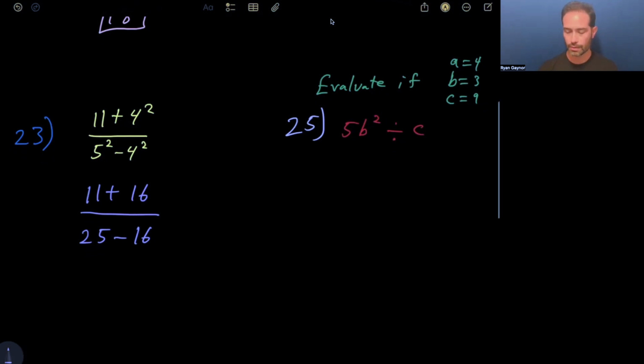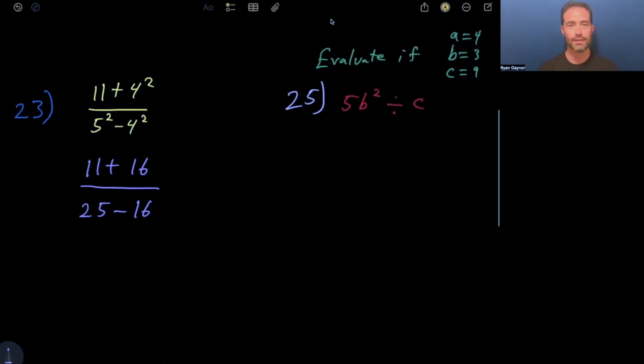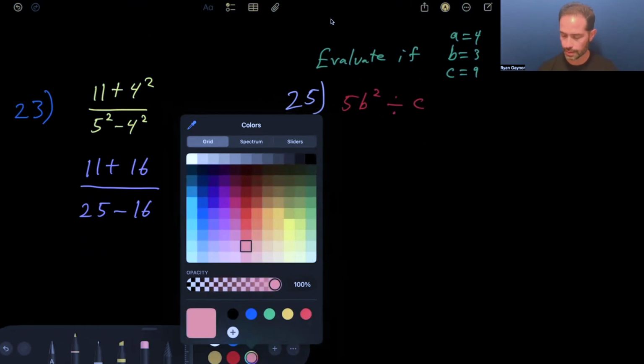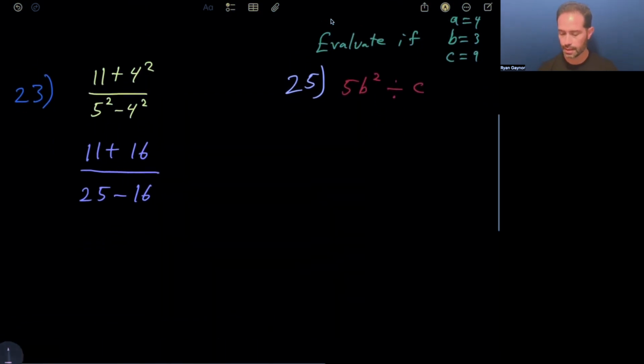Okay, so here we go. We're doing the top now. We have 11 plus 16. Okay, so that is, no, let's do a different color. Why not this one? 11 plus 16, so that is 27. And then we have 25 minus 16, right? And with subtraction, what I like to do is just go from 16 up to 25. So 16 to 20 is 4, and then 20 to 25 is 5, 4 and 5 is 9. So 25 minus 16 is 9.